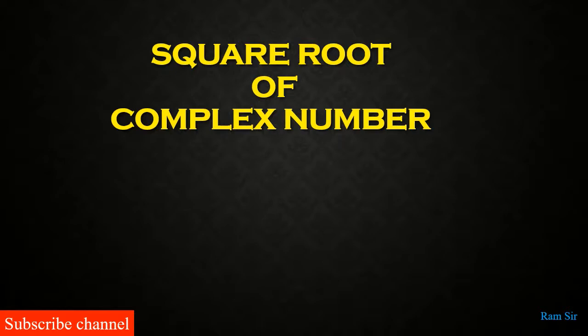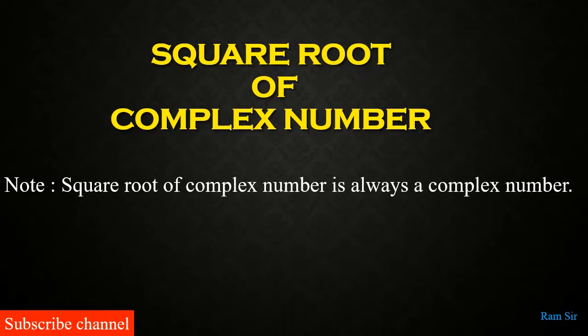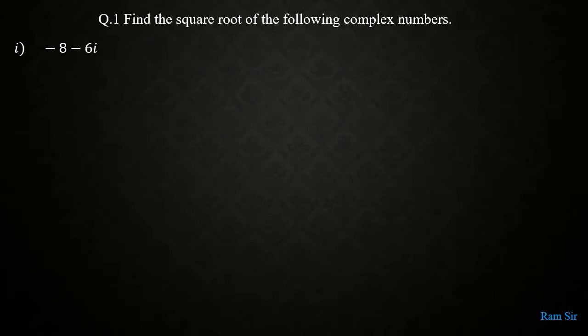So before starting with this, you have to keep in mind a simple basic concept, and that is whenever we are finding square root of a real number, always we get a real number. Similarly, whenever we find out square root of a complex number, we always get a complex number. So ये याद रखना है, then easily we can find out the answer of square root of any complex number. So let's start with the first question.